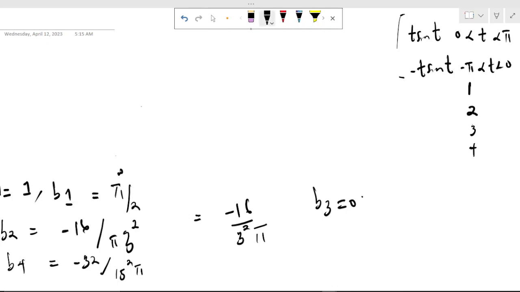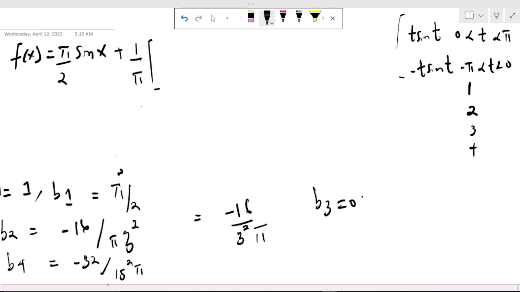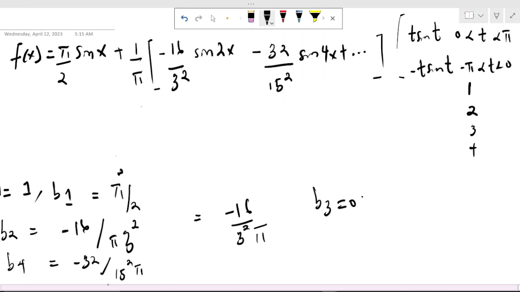So it means finally, our f of x, what's our B1 again? Pi over 2. That's pi over 2 sine 1x, which is sine x. Now for all the rest, you see that we have over pi, which means we can factor out 1 over pi. So we have plus 1 over pi. What's our B2? Minus 16 over 3 squared sine 2x. Our B3 is 0. And our B4 is minus 32 over 15 squared sine 4x, and so on.